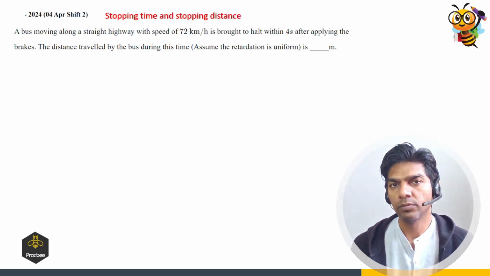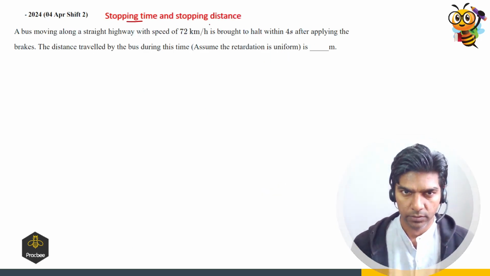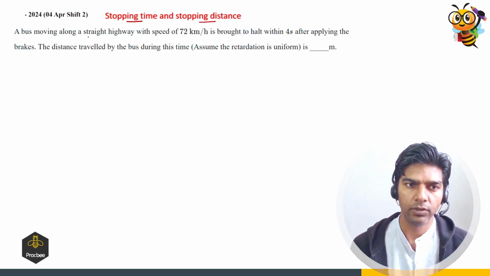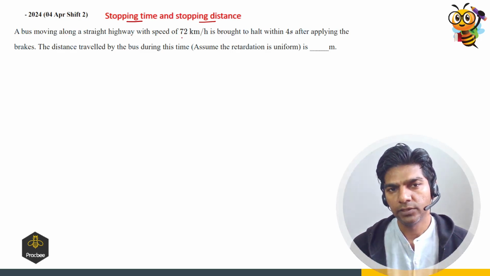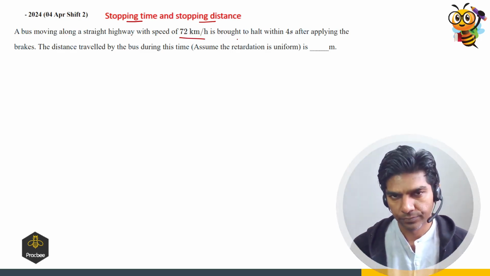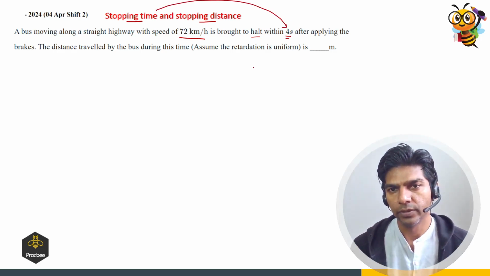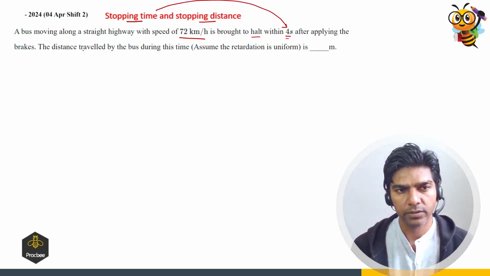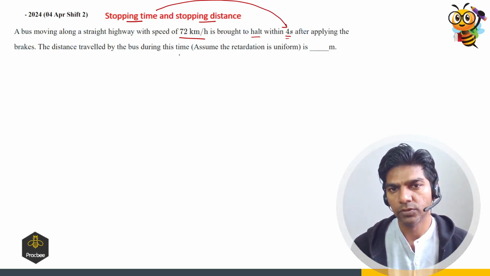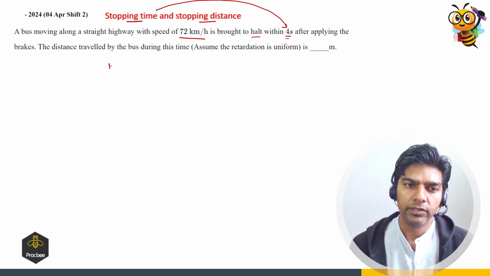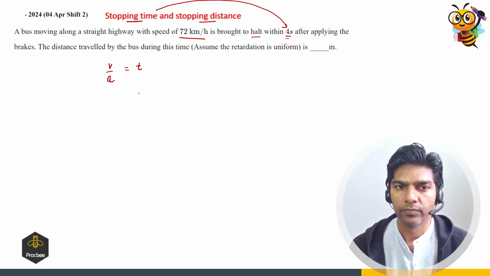Now let us see the next problem type, which is based on the stopping time and the stopping distance. A bus moving along the straight highway having a speed of 72 kilometers per hour is brought to halt within 4 seconds. So this 4 seconds is the stopping time, right? After applying the brakes, the distance traveled by the bus during this time. So we have to find the stopping distance. So stopping time, I told you, is v by a, that will be the stopping time.